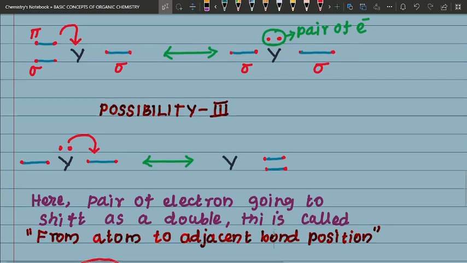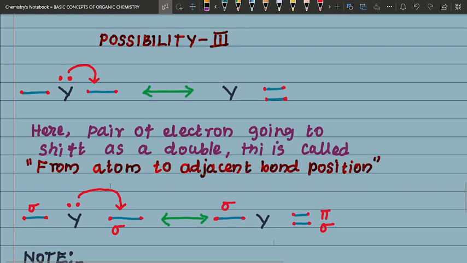Possibility 3. Here, see, this is a pair of electrons, or pi bond. The pair of electrons goes to shift as a double bond. Now this pair of electrons is called a pi bond, and this is a sigma bond. See here, a pair of electrons goes to shift as a double bond. This is called from atom to adjacent bond position.